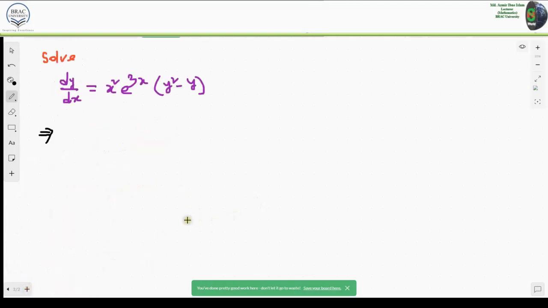So now I am going to describe another separable differential equation. Here we have dy/dx equal to x squared e to the power 3x times (y squared minus y). We have to solve this differential equation. This is a first order, first degree differential equation.